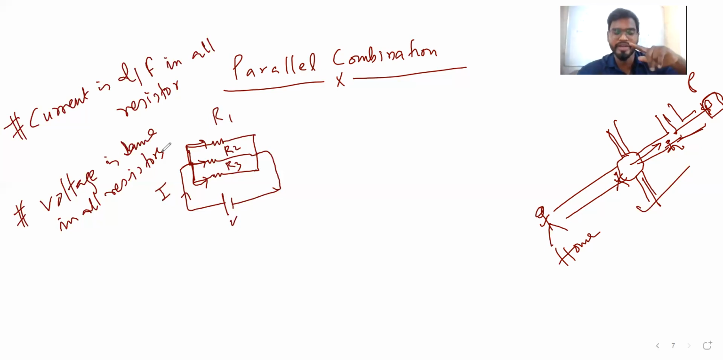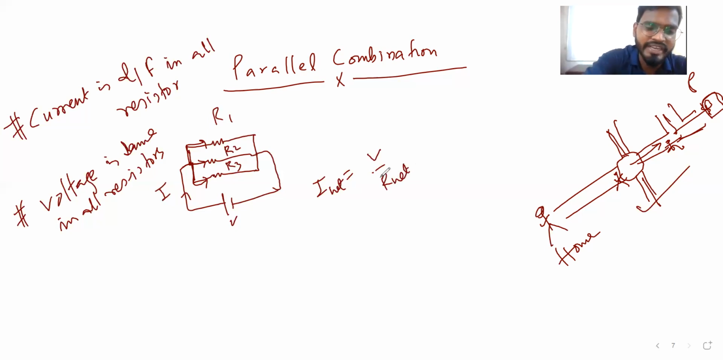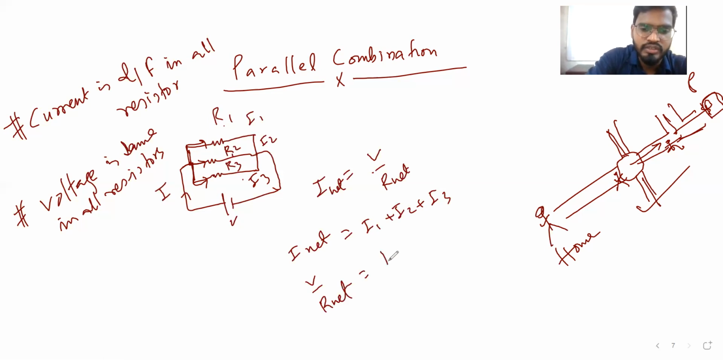Whatever is different, that you take. If you want to find total current, I net is equal to V by R net. Ultimately, I will be different here: I1, let's consider here I1, here I2, here I3, in all the wires, right? We are taking different currents. So I net total current is equal to I1 plus I2 plus I3. Then V by R net is equal to V by R1 plus V by R2 plus V by R3.